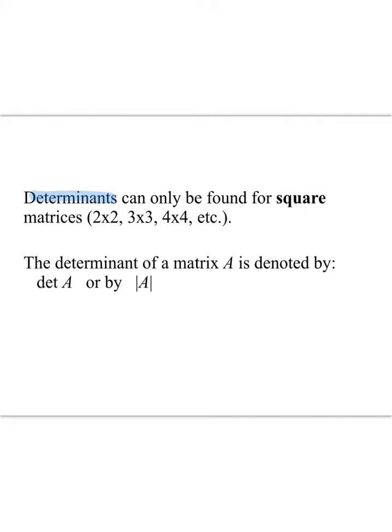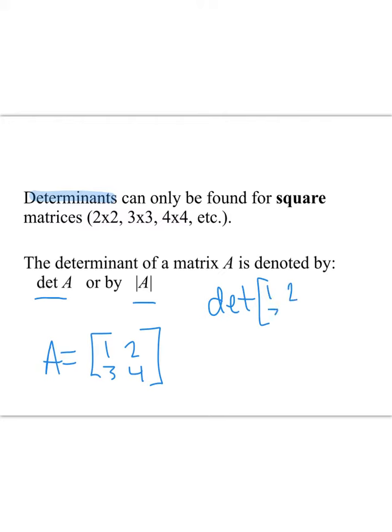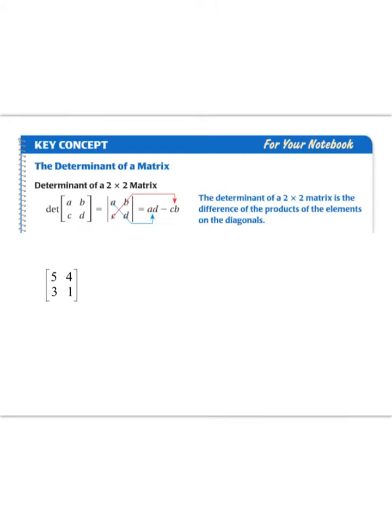And so the notation for a determinant could either be determinant of A, or we can write it like this. So if I had A equals this matrix, then if I wanted to find the determinant, I would write determinant of the matrix, or I could write it in this notation. Either way is fine. We're going to see it both ways.